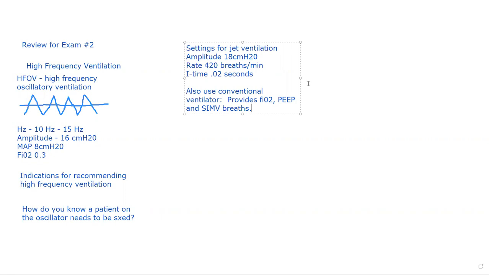What are some of the settings that I see? Maybe like 6 times a minute, it'll give a conventional breath. And the purpose of that is to prevent atelectasis. And then you're setting your FiO2 and your PEEP with your conventional ventilator.